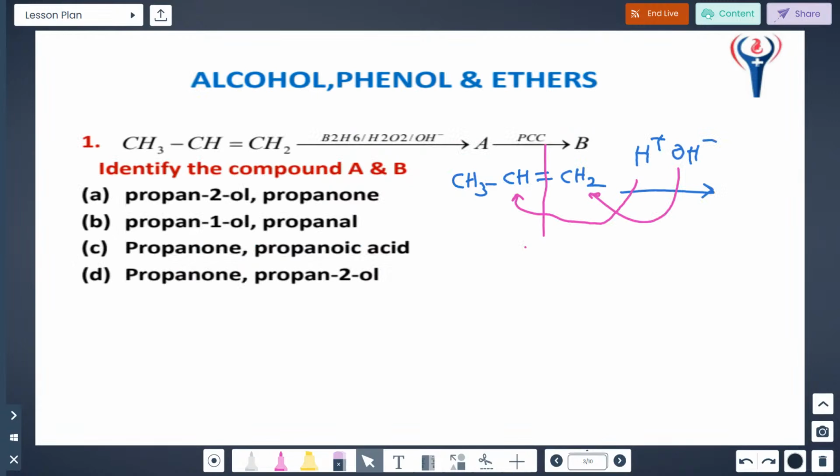Okay, students, in these questions, if you see the diborane, you must know it is an anti-Markovnikov rule. Water is added according to anti-Markovnikov rule. Anti-Markovnikov rule means positive part goes to carbon atom which carries less number of hydrogen.